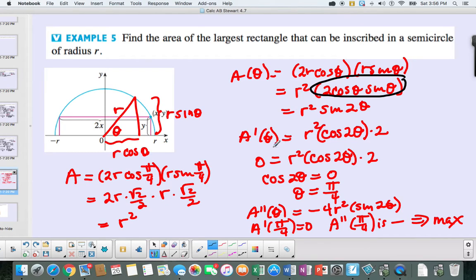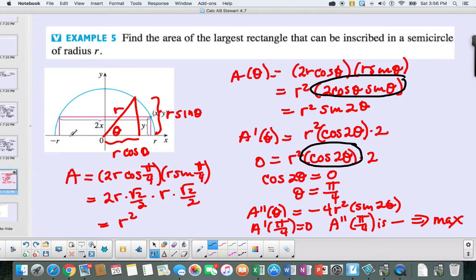I'm going to take the derivative, and I'm going to get this value, and when I solve for cosine of theta, it's really this part that's going to make the whole expression 0, and that's only going to happen when theta is equal to pi fourths. I'm going to take the second derivative, and I get this, and when I evaluate the second derivative at pi fourths, it is negative, which implies the maximum value.